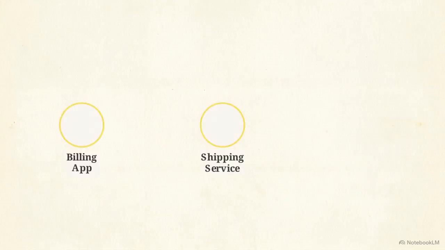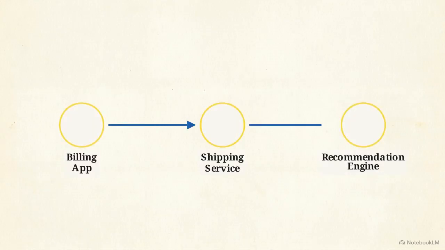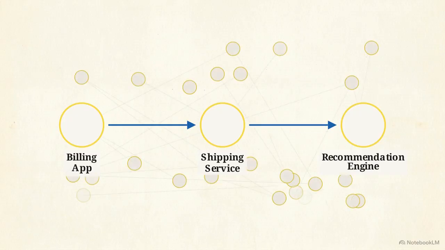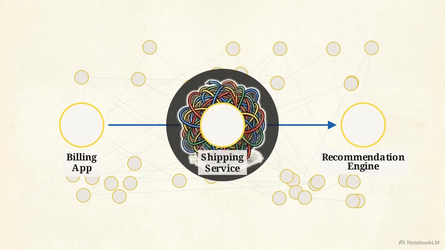The billing app would send data directly to the shipping service, which would send it to the recommendation engine. When you connect dozens of apps this way, you get a fragile, tangled web that developers call the spaghetti problem.